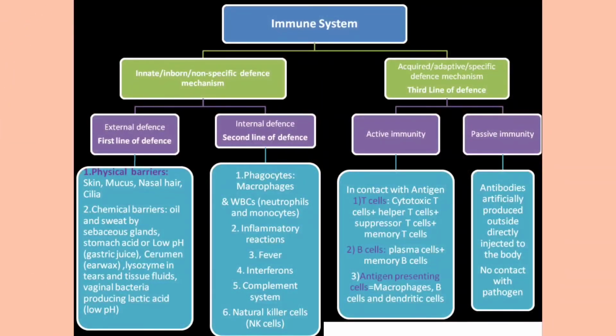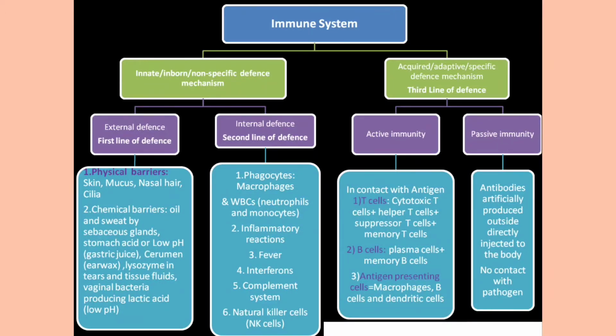So you can see in this picture the immune system is divided into two: innate, inborn, non-specific defense mechanism, and second is acquired, adaptive, specific defense mechanism, also known as the third line of defense. In innate immunity, external defense is the first line of defense, and internal defense is the second line of defense.